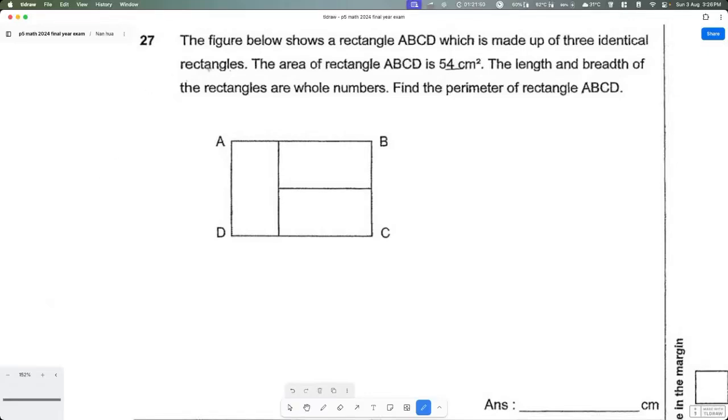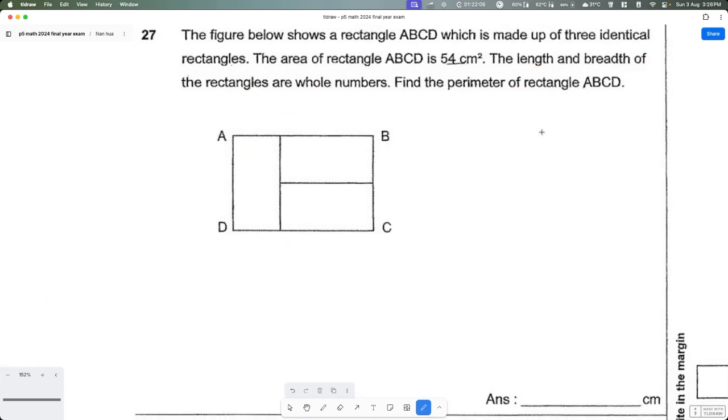All right, question 27. It says here the figure below shows a rectangle ABCD, which is made up of three identical rectangles. The area of rectangle ABCD is 54 centimeter square. The length and the breadth of the rectangles are whole numbers. Find the perimeter of rectangle ABCD.